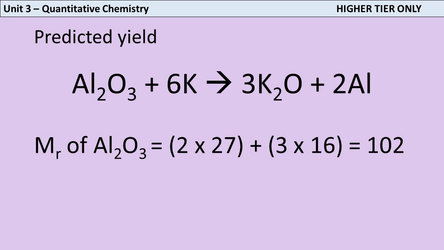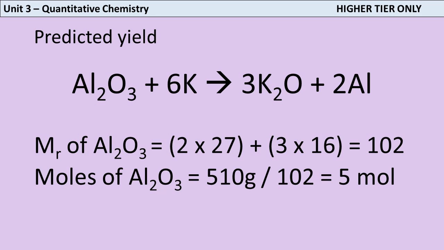So just like we said, we're just going to add up the masses of all the atoms in that compound. We've got 2 aluminium atoms, each with a mass of 27. We've got 3 oxygen atoms, each with a mass of 16. So I add together 2 times 27 plus 3 times 16, and I get 102. So now I know that 1 mole of aluminium oxide would weigh 102 grams. But I don't have 102 grams, I have 510. So I do 510 divided by 102, and that tells me I've actually started with 5 moles.